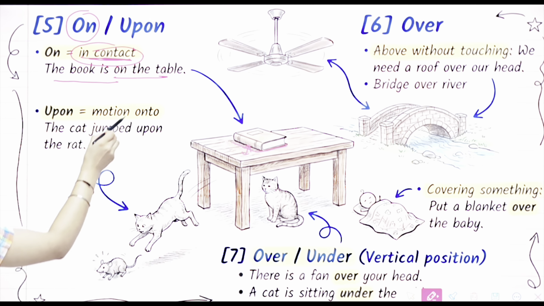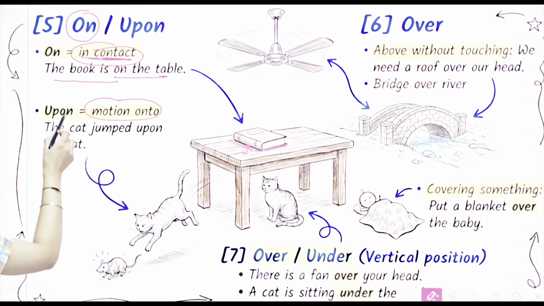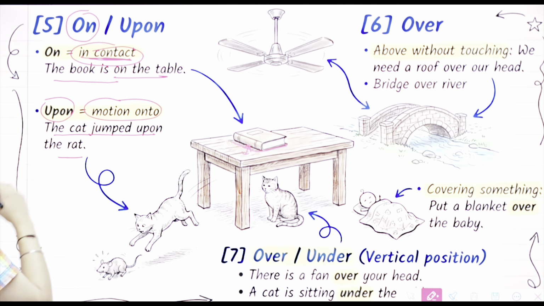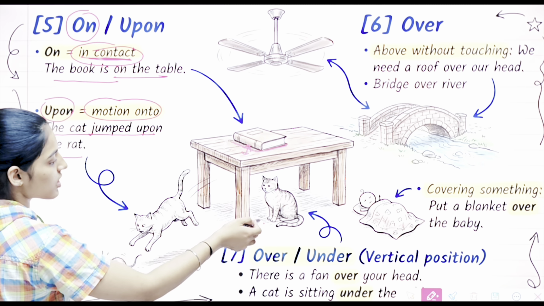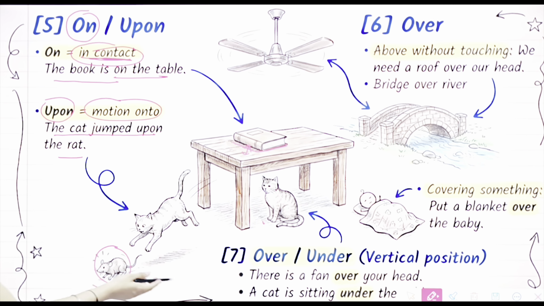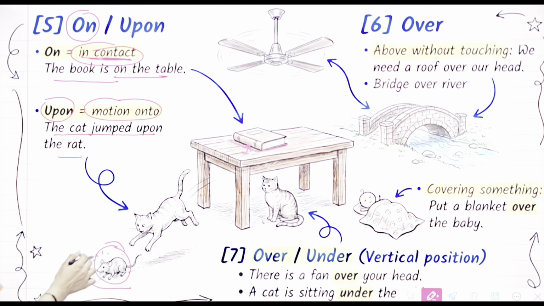Whenever we have motion onto, so we will use upon. For example, the cat jumped upon the rat. So cat was here. Initially the cat was here. As soon as the cat saw the rat, it jumped upon the rat. So there is a motion.